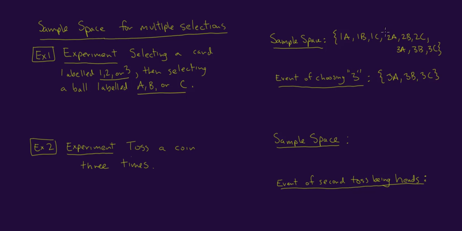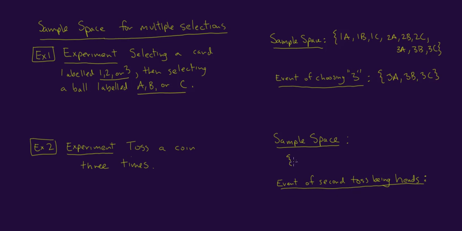How about this, the experiment of tossing a coin 3 times? And then let's make a sample space and look at the event of a second toss being heads. Okay, assuming you paused the video, try this out on your own for a second. Let's toss a coin 3 times.